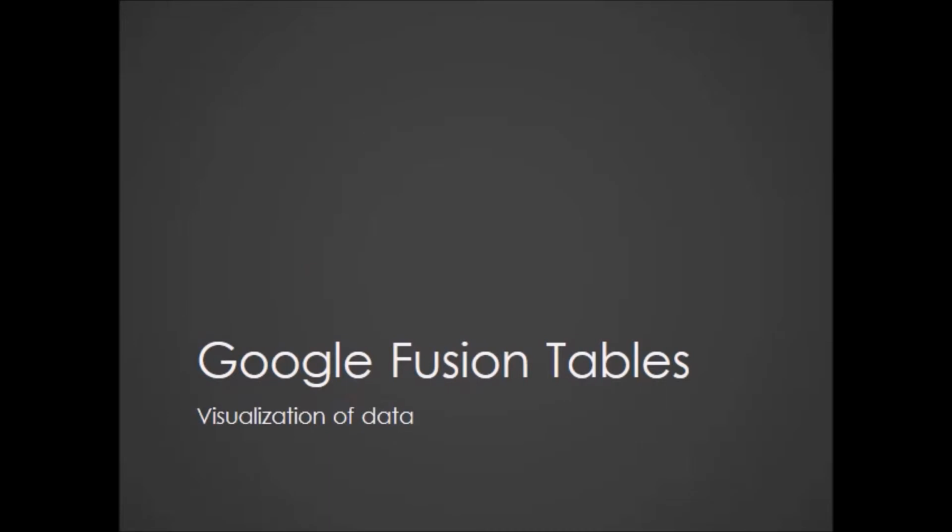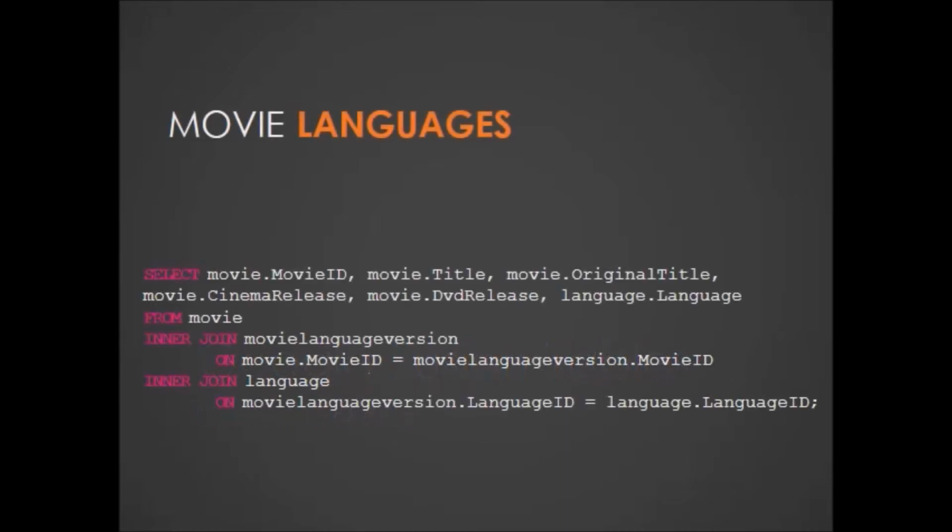But what if we want to visualize our data? Therefore, we use Google Fusion Tables. In order to create the ranking of languages the most movies are available in, we had to join the tables movie, movie language version, and language.